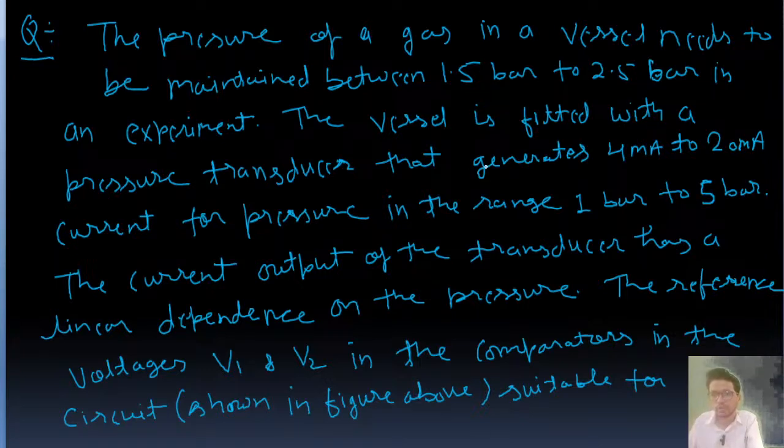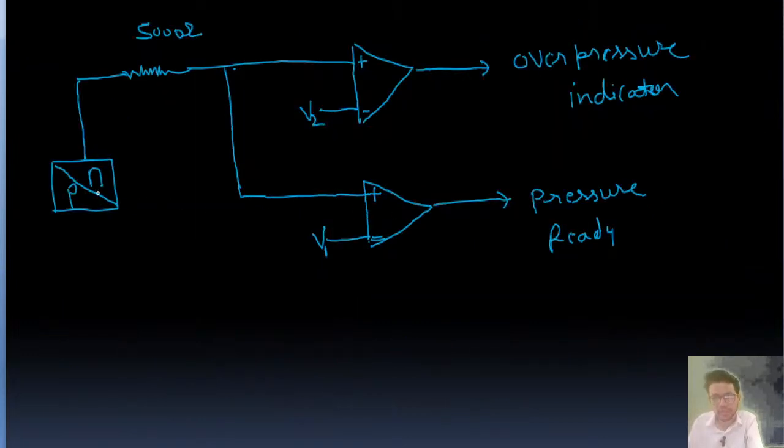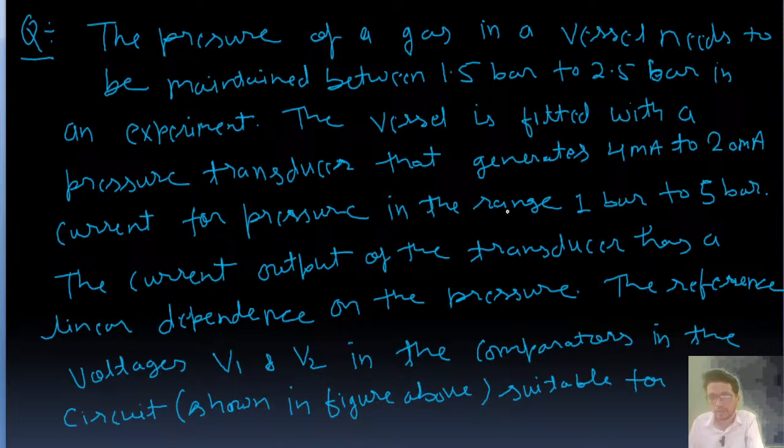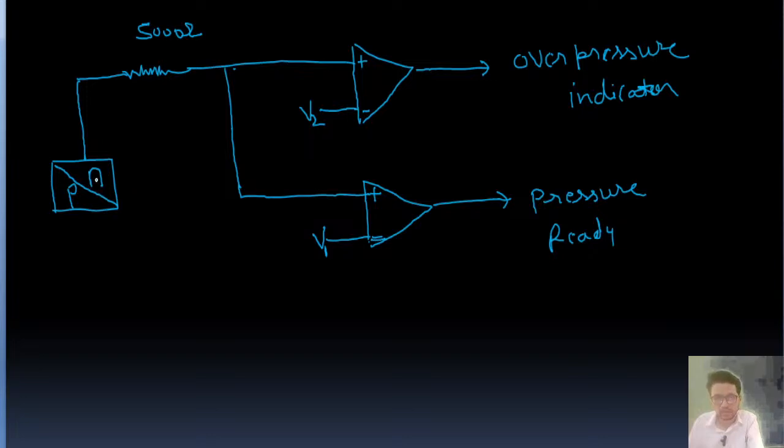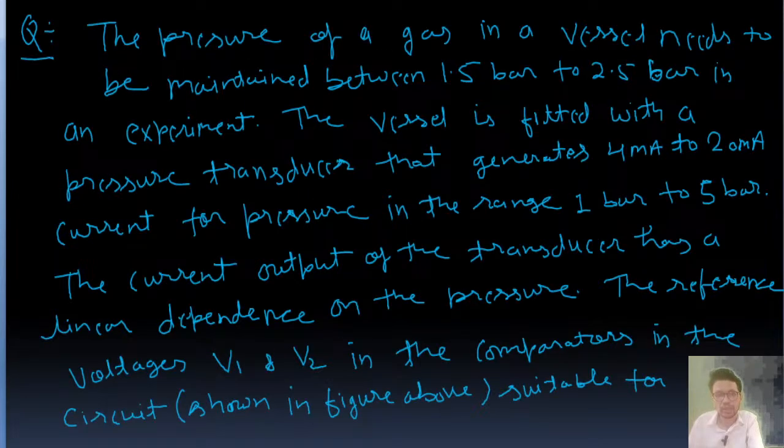So the vessel is fitted with a pressure transducer that generates 4 milliampere to 20 milliampere current for the pressure range 1 bar to 5 bar. So the pressure transducer generates current from 4 milliampere to 20 milliampere for the pressure range that is 1 bar to 5 bar.